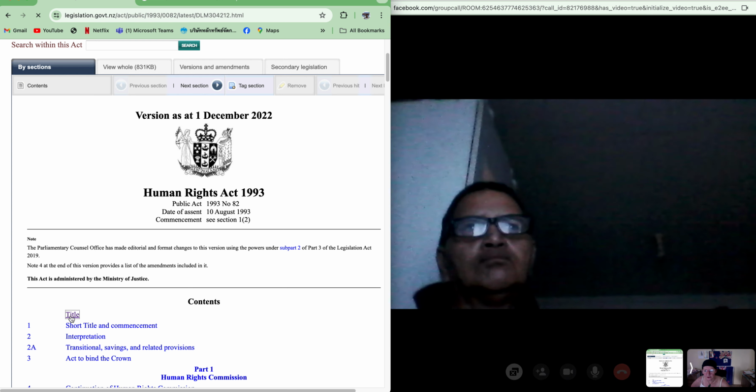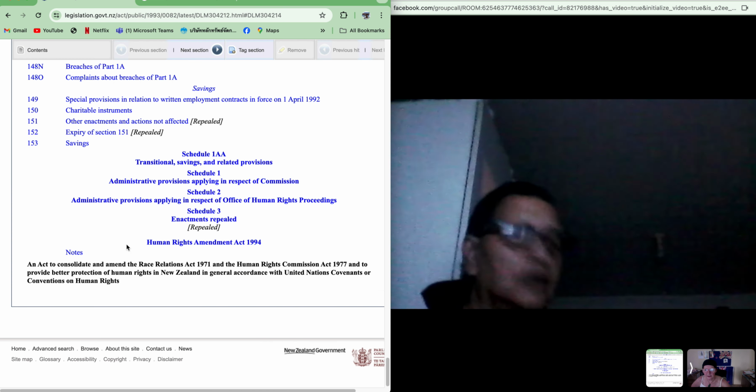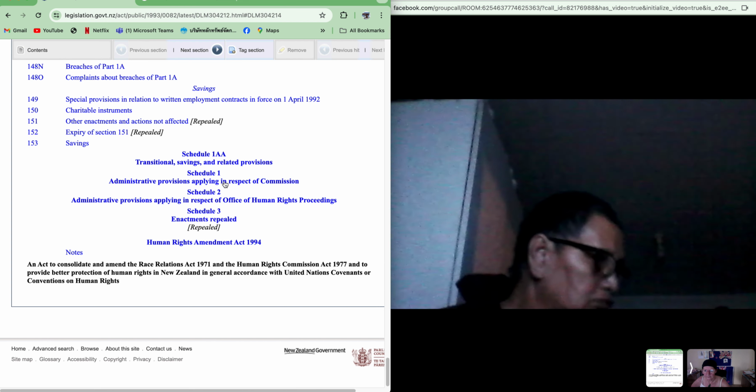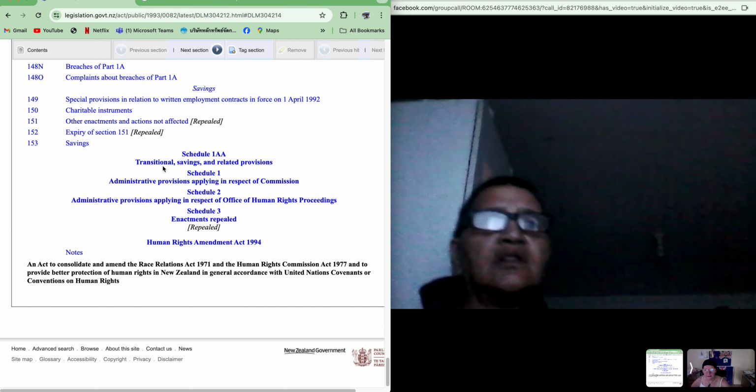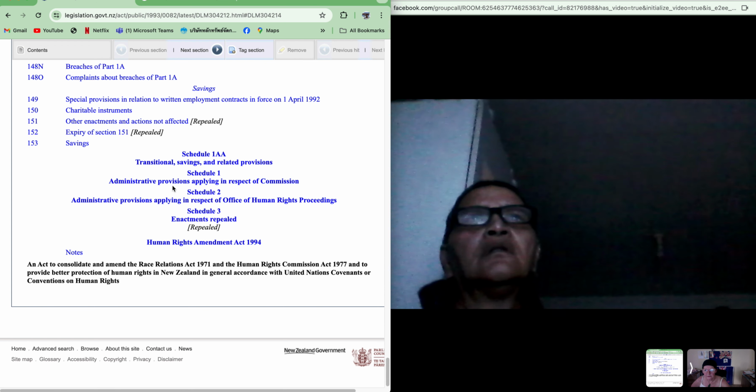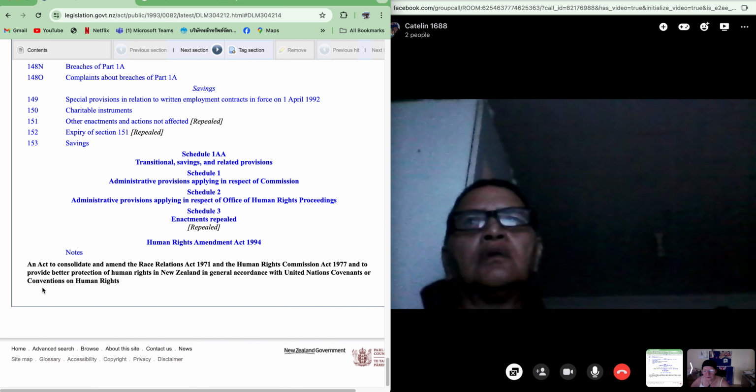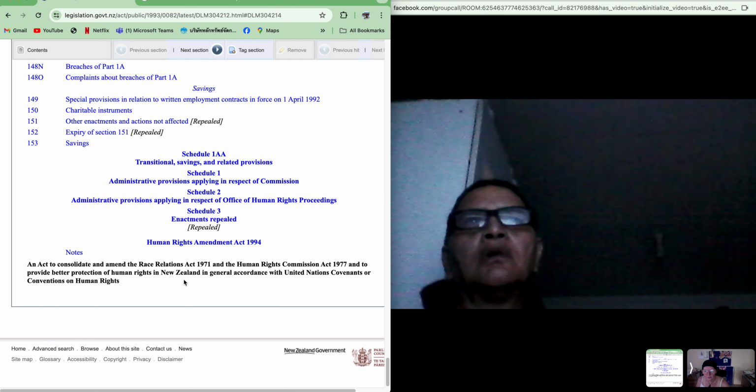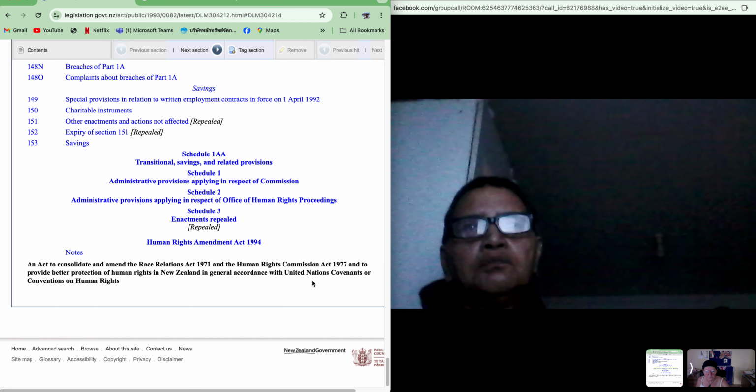And you can go to the title. Here is the title of the act. It's the Transitional Savings, Administrative Provisions and Human Rights. It says an act to consolidate and amend the Race Relations 1971 and the Human Rights Commission, and to provide better protection of human rights in New Zealand in accordance with the United Nations Covenants or Conventions on Human Rights. So that's what the Act is about. So it's to work together with the United Nations on the human rights, okay?